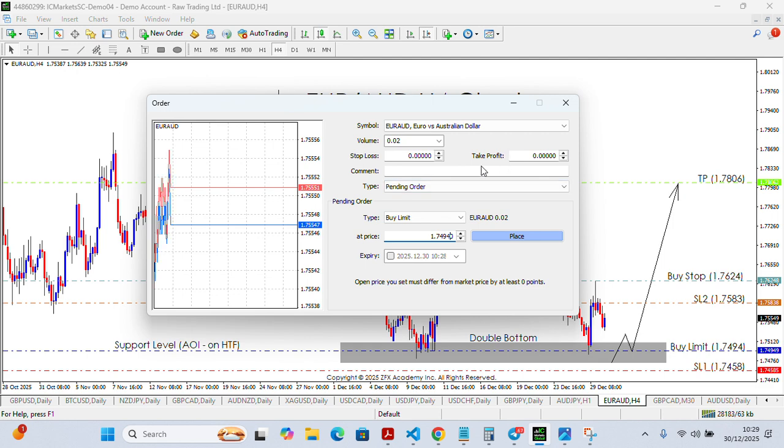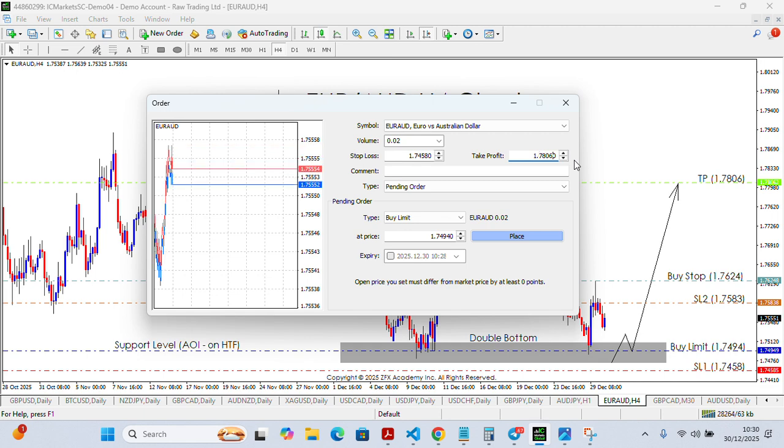If you want to place the stop loss and take profit, you come here. This is the stop loss price field, and our stop loss here is 1.7458. So you come here and type 1.7458. This is where you put the stop loss, and the take profit is here. Now, for this trade, we're also targeting this TP. So you come here and put what? 1.7 what?